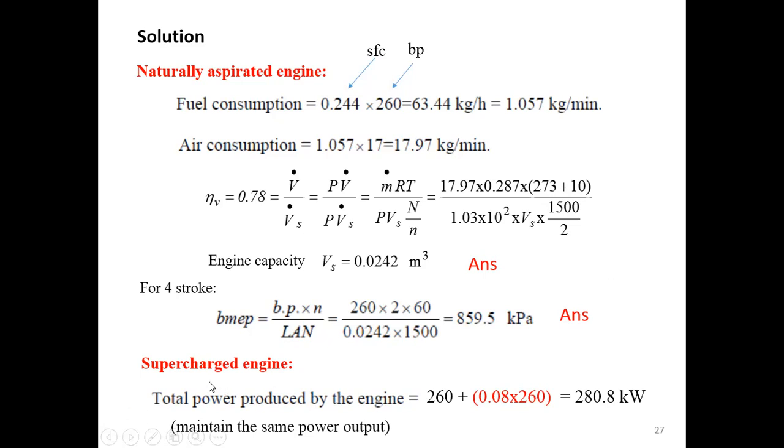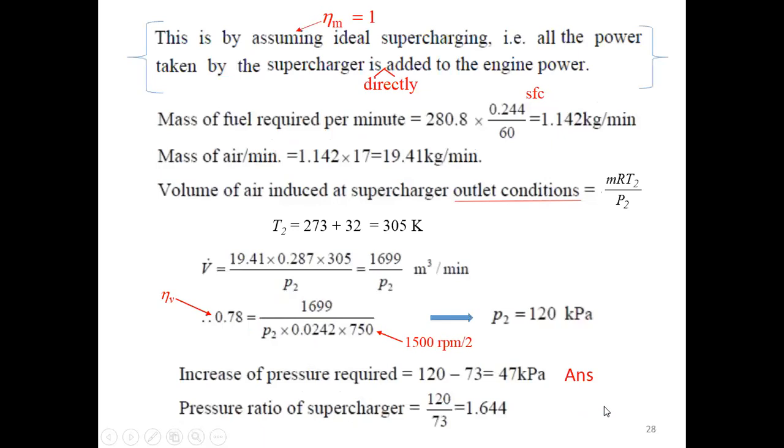Now, our engine is equipped with a supercharger. So we have a supercharged engine here, right? So the total power produced by the engine now has to be what? 260 kilowatt plus the power that it needs to deliver to the supercharger, which is 0.08 times 260. So the overall power produced by the engine must be 280.8 kilowatt.